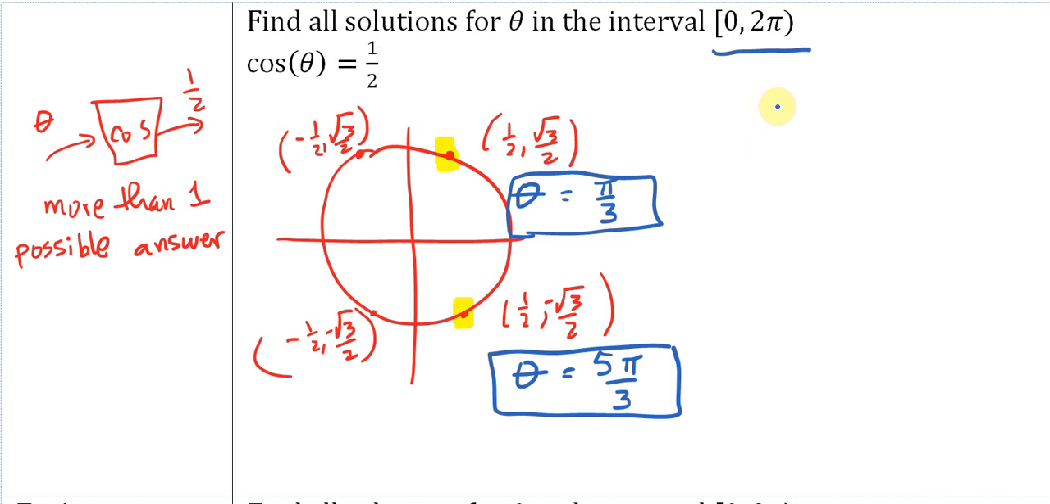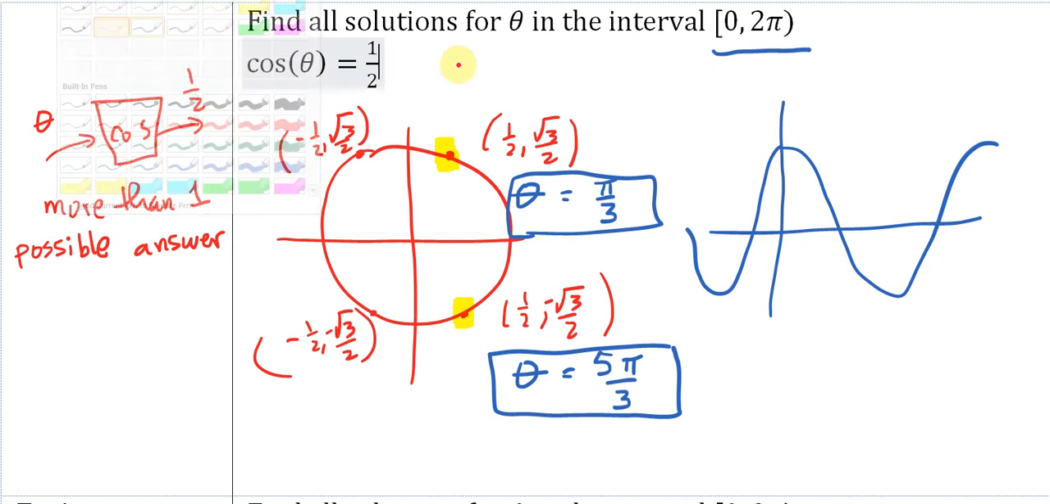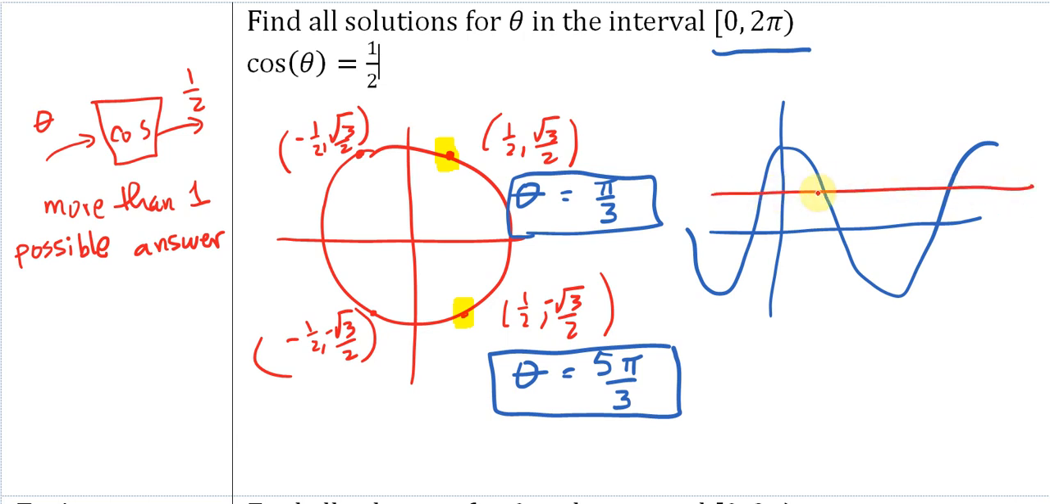A graphical view of this problem looks something like this. Here's the cosine function as a wave. Let me do this a little better. So here's the cosine function, and there's a line here that's exactly equal to 1/2. Where does this line touch the cosine function? It touches it once at this point here, and then once more at this point here.